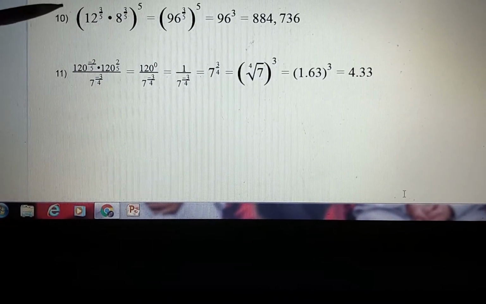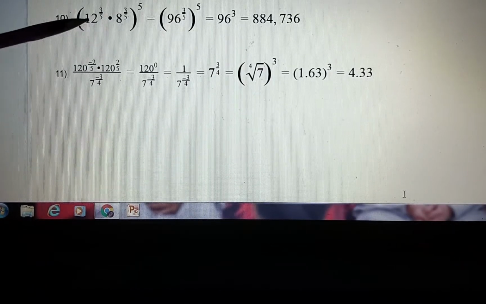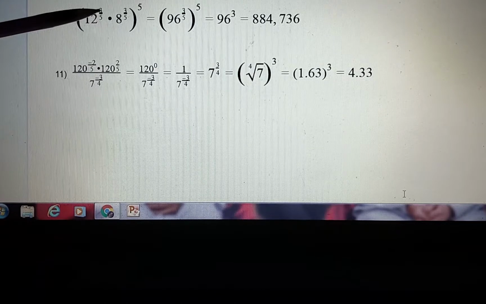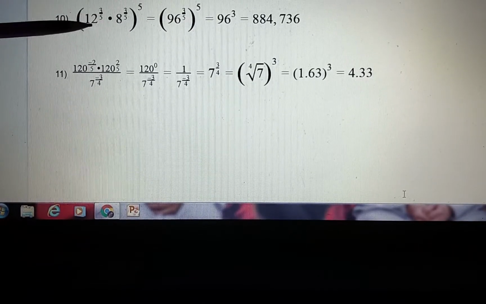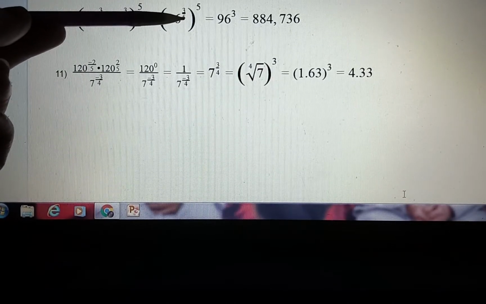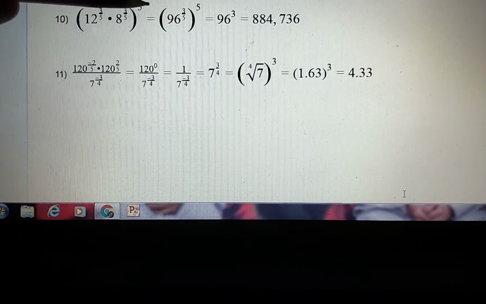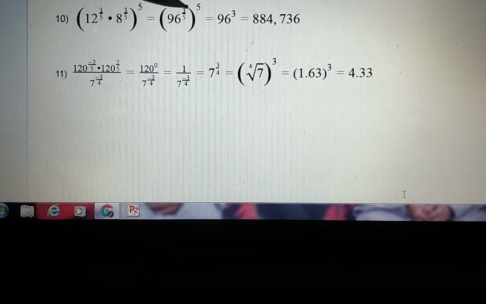Okay, number 10. We see two bases that are different. So we're not keeping a base and adding, but I have two exponents that are the same. So I can take 12 times 8 and get 96 and keep that exponent. I have to bring the 5 over because I haven't done anything with that 5 yet. So now I have one base, two exponents. Multiply the exponents. 3/5 times 5 is 3. And then I just put 96 to the third power in the calculator.